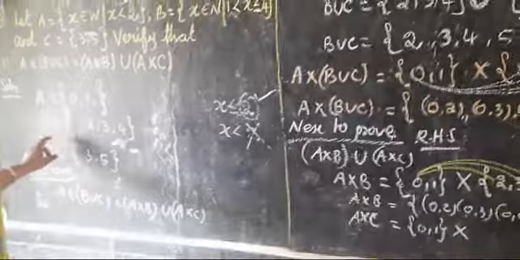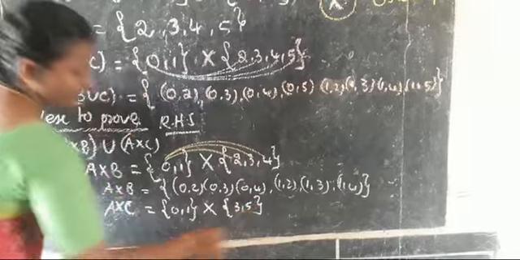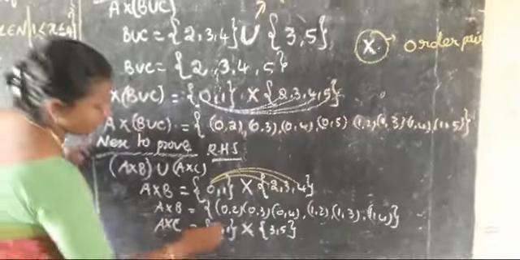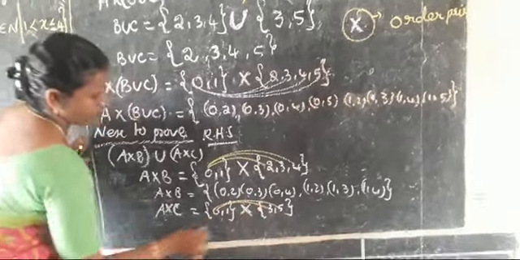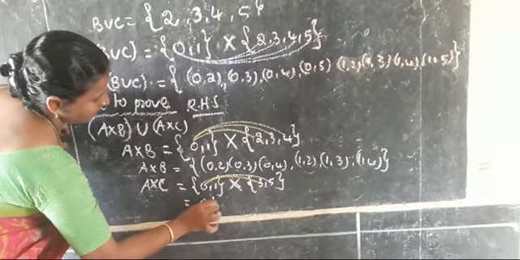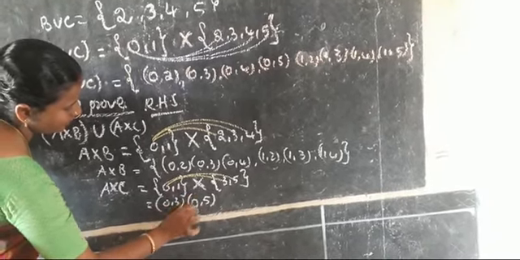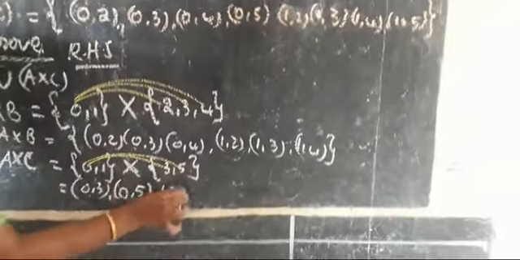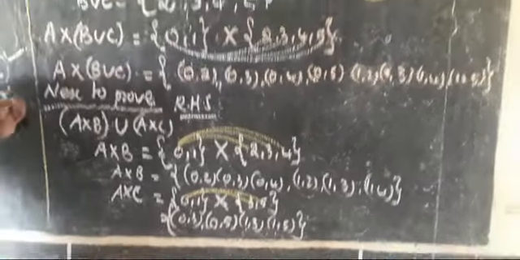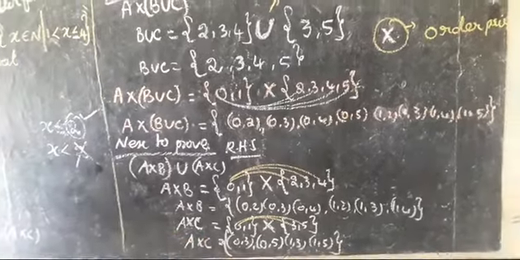They have given in the question the C set element: 3, 5. So now we only have to write the elements. Next, the cross product symbol is here, so you have to take the order pair. Cross product given means order pair. Okay, so you write the answer: 0, 3 and then 0, 5. Next 1, 3, 1, 5. This is the order pair for A cross C. Okay.